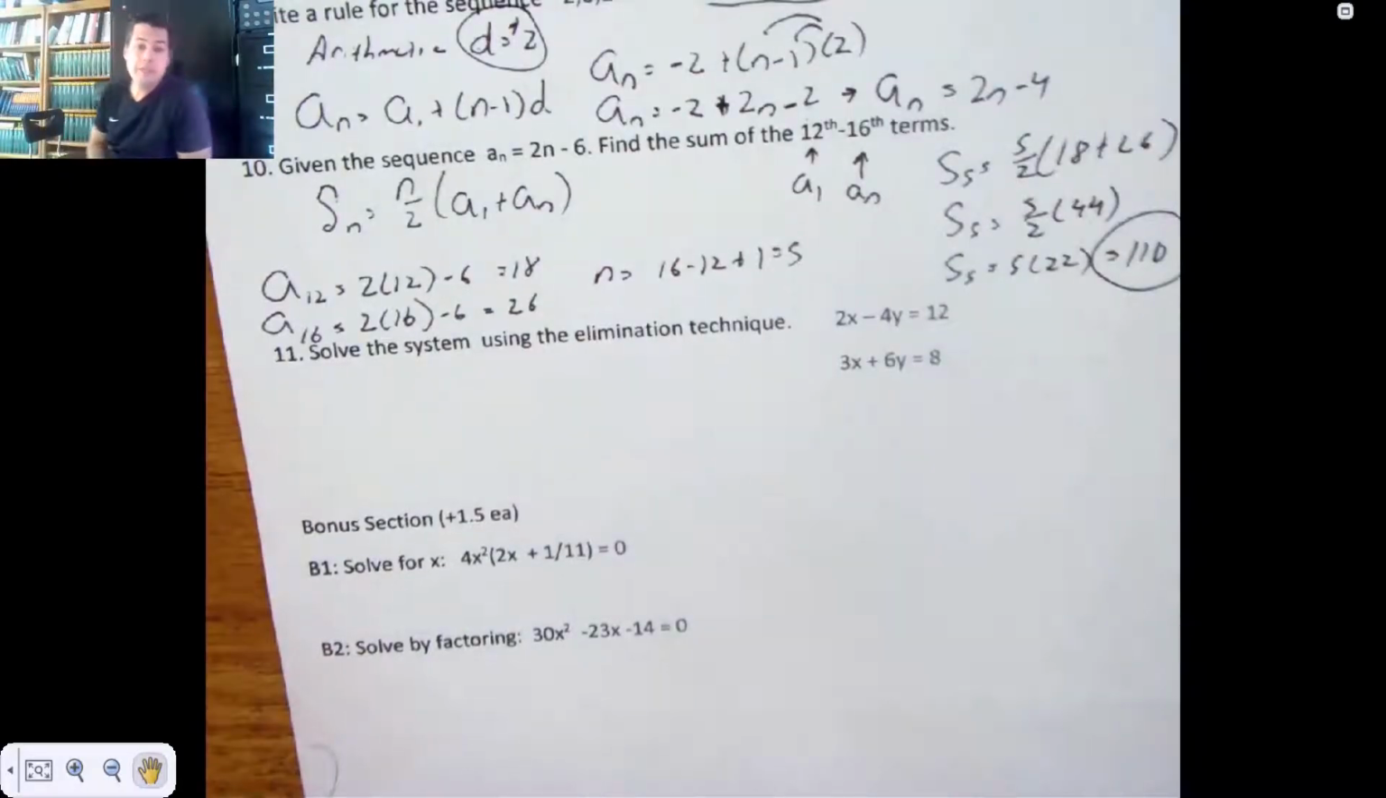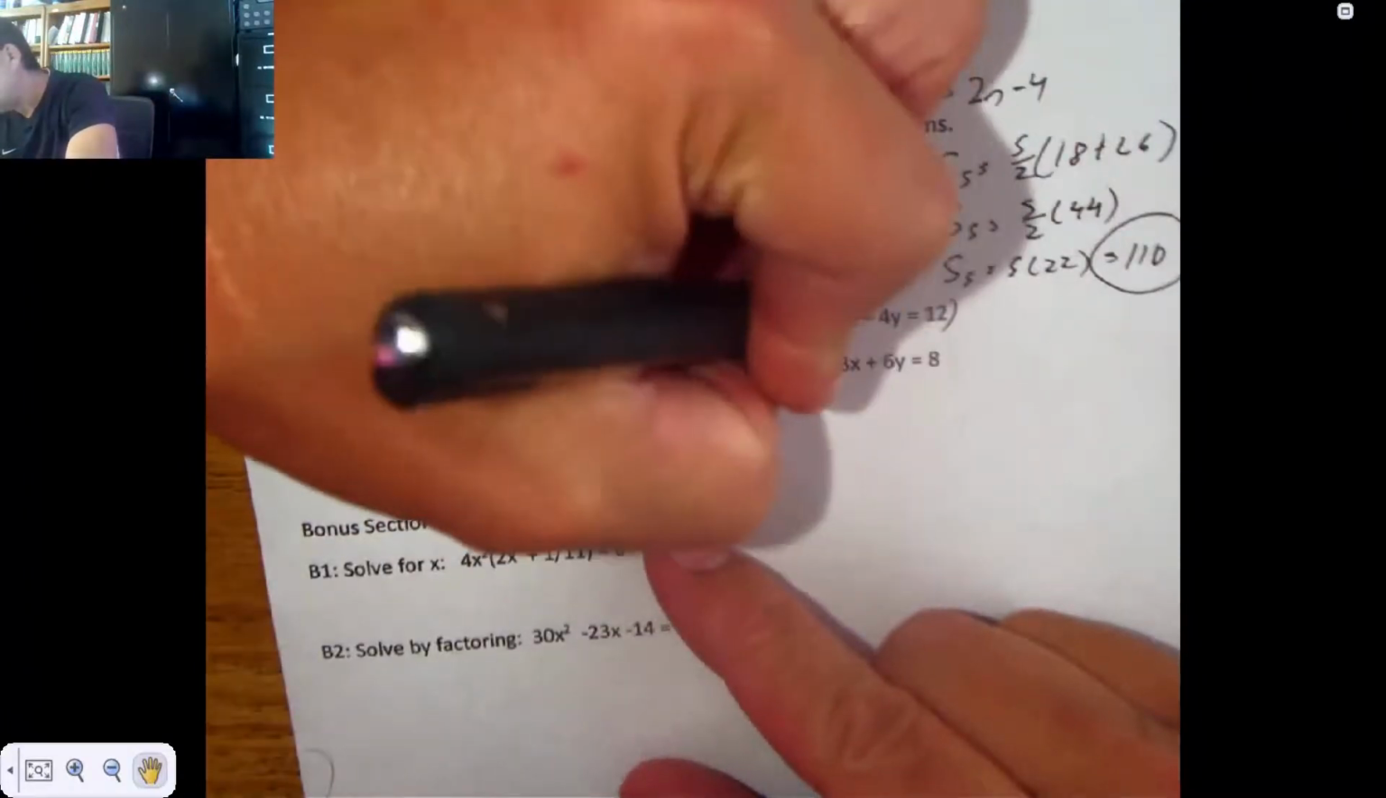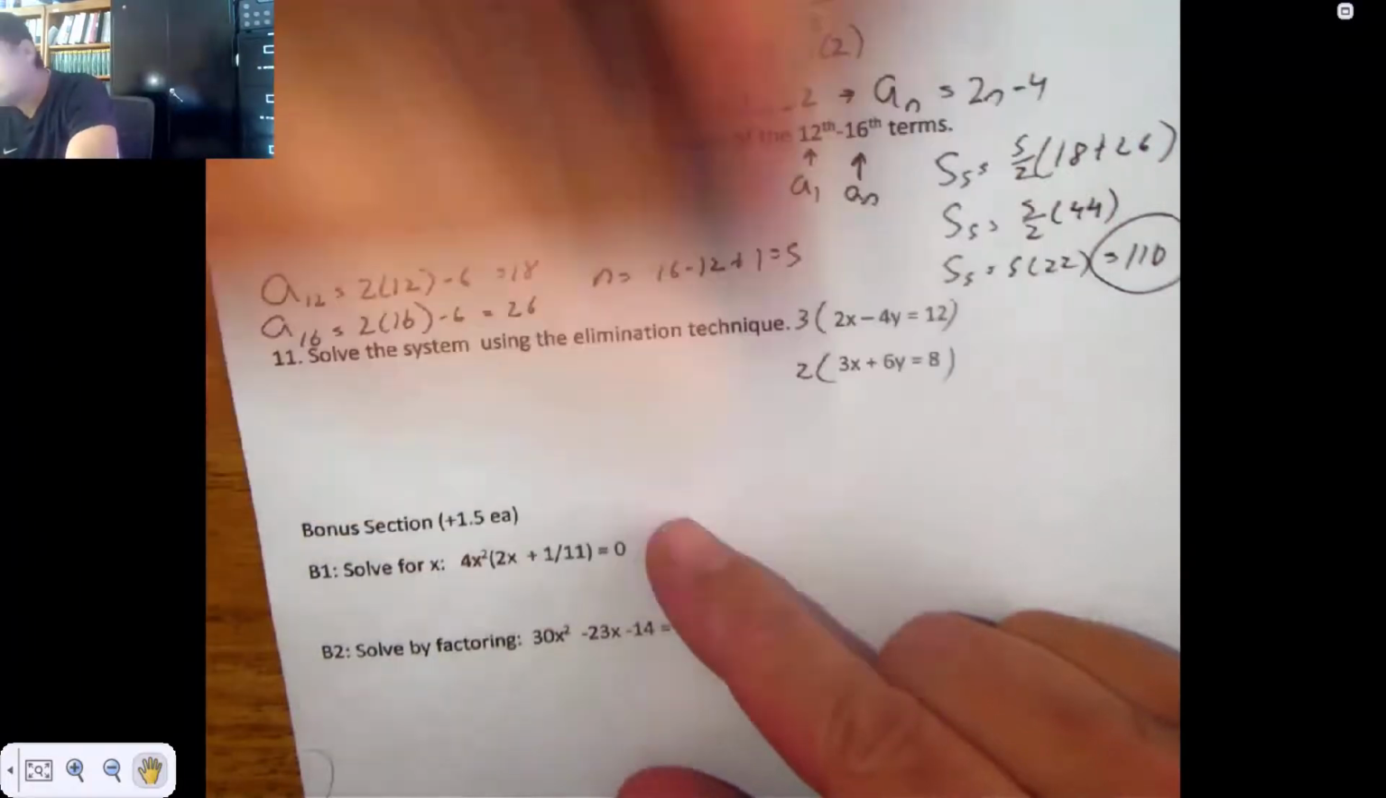11, solve using the elimination technique. So what do we want to go after? I want to attack x. That's what I want to attack. So I'm going to triple this guy, and I'm going to double that guy.